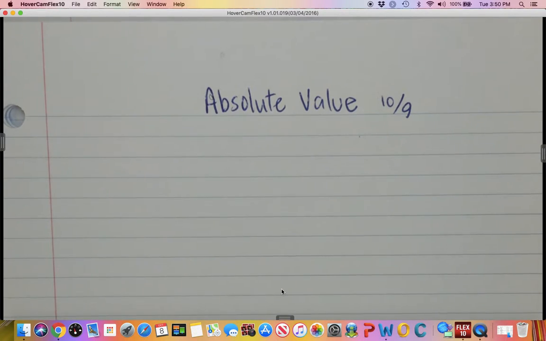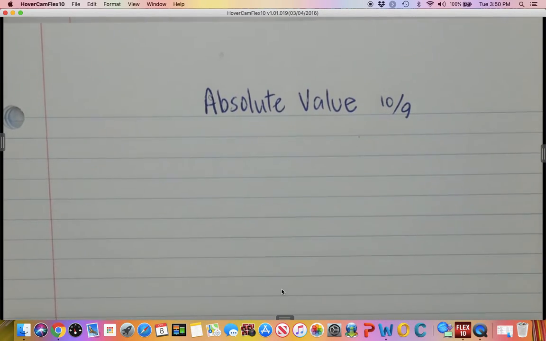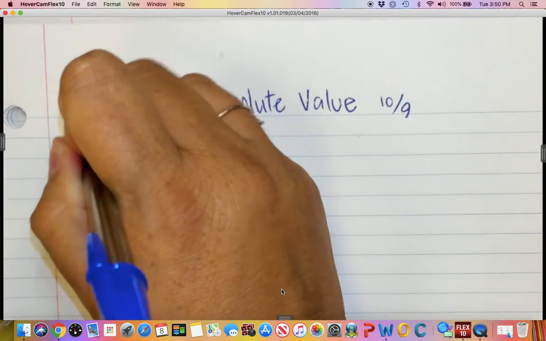Okay, hopefully these notes will be pretty short. We are going to talk about absolute value, which has to deal with distance. And it might be a new concept for some of you, and others have probably seen it before. We'll start out with our definition.